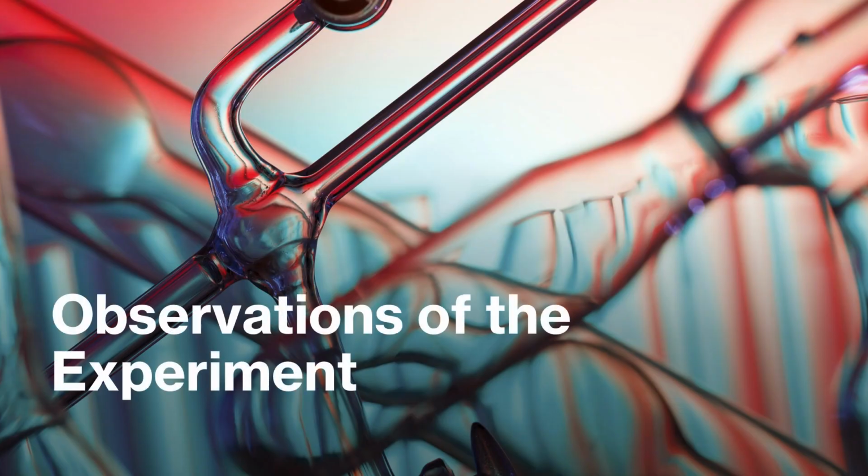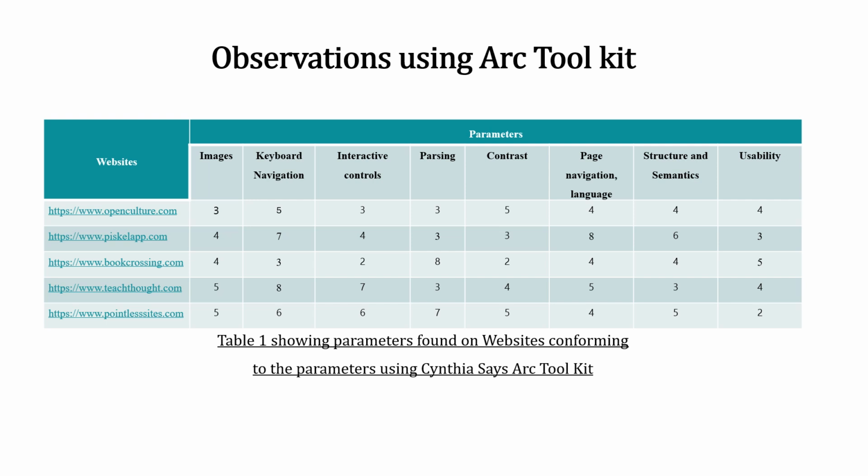Now, observations of the experiment. Using the R toolkit, we can see that we ran 5 different websites, and using the parameters, we were able to compile a set of observations based on, of course, the 8 parameters that were originally identified for the R toolkit. Now, as you can tell, there are different parameters, so websites perform differently based on their content, obviously.